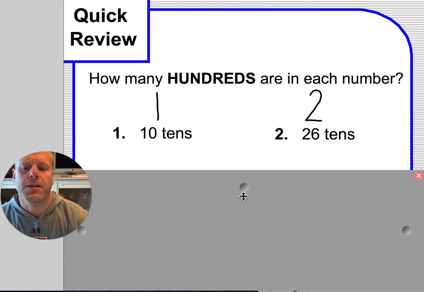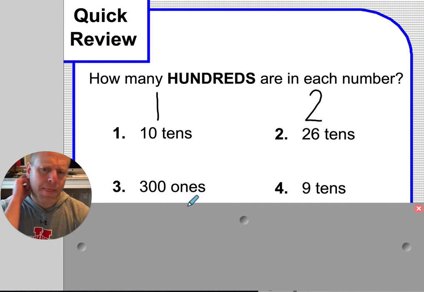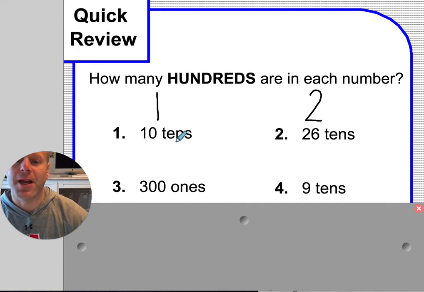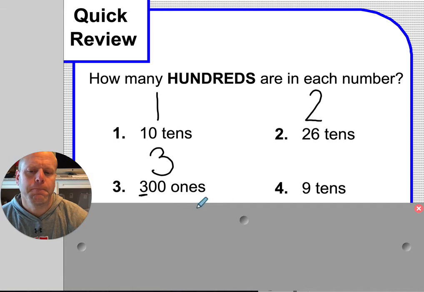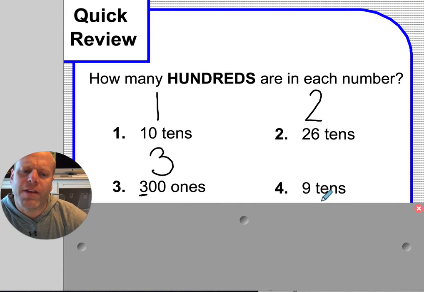Let's take a look at this next one. This is kind of tricky. This is different because I'm not dealing with medium-sized things. Here, I'm dealing with really little things. 300 ones. How many hundreds are in there? There are 3 hundreds in there.